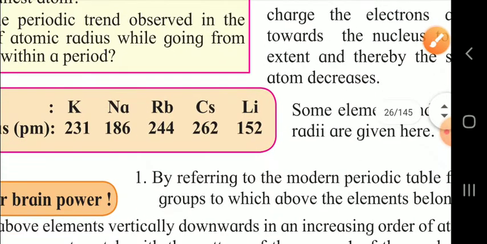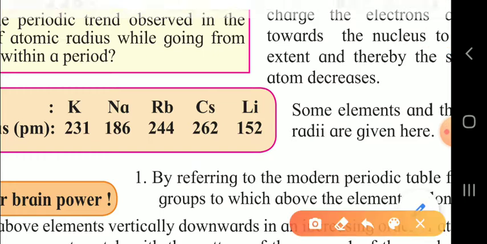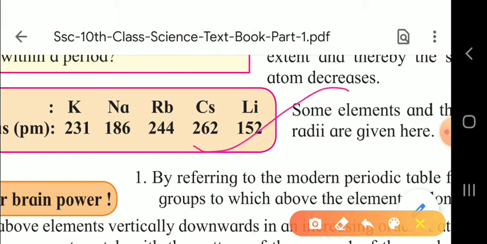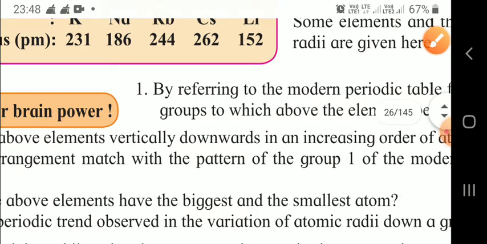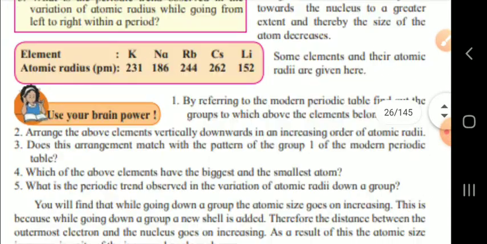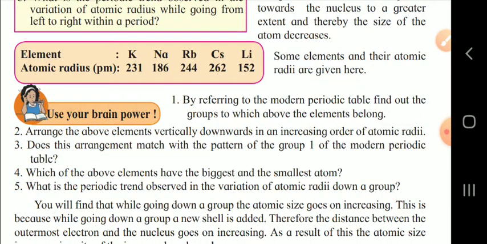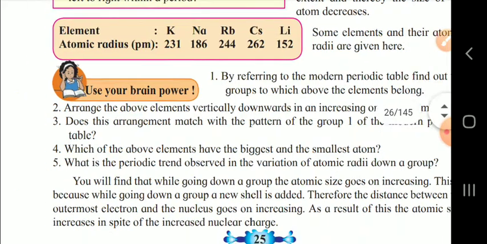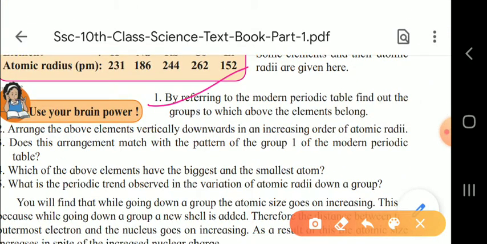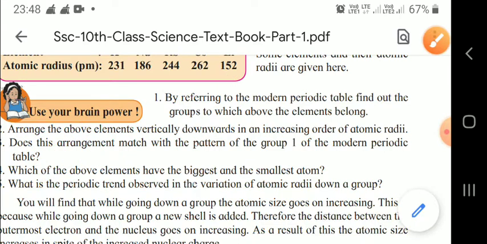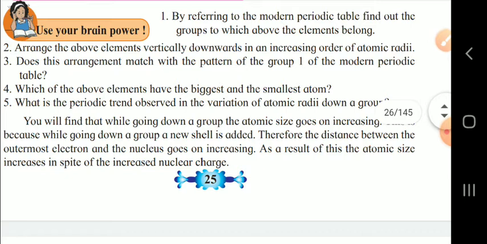Now children, here you can see that some elements are given and atomic radii are also given, in this table. Now we'll see these questions, 1, 2, 3, 4, 5, that you have to do in your assignment book, because these are related to this topic.